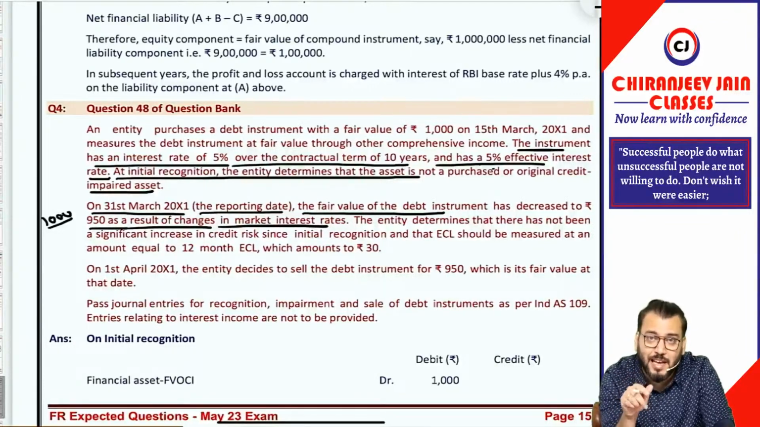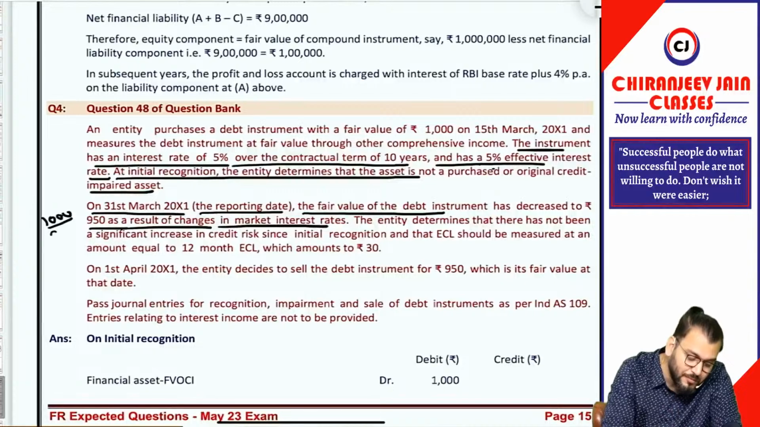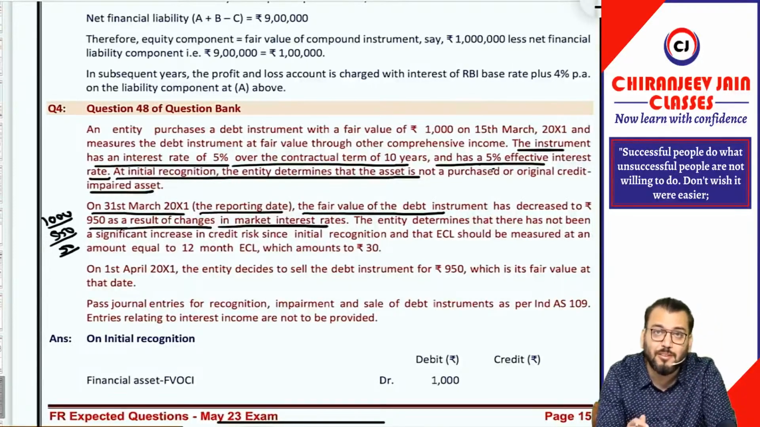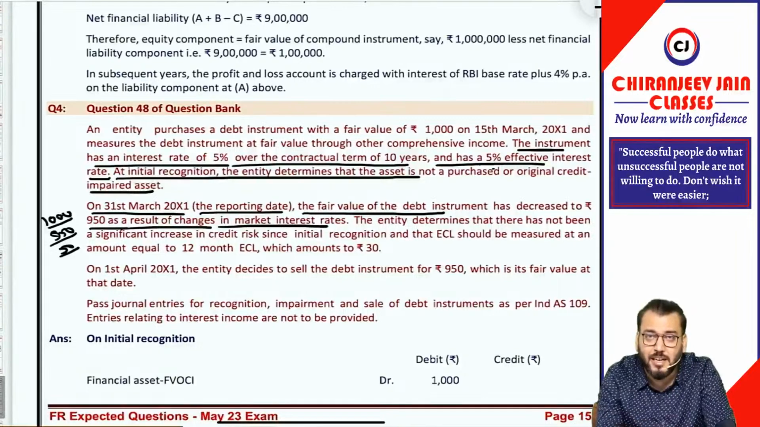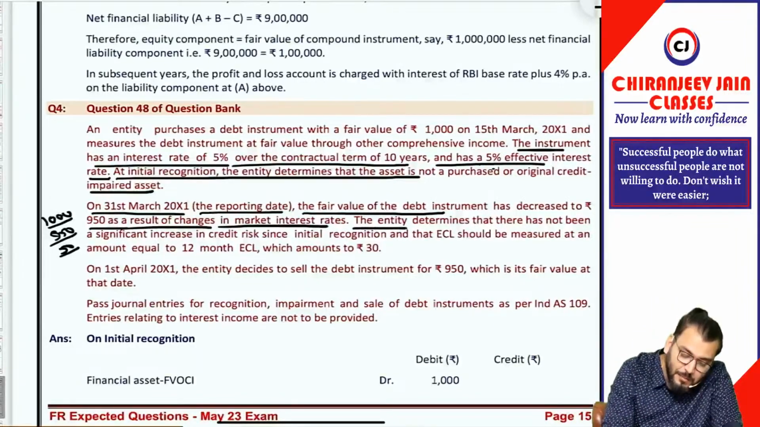So first we will find out the carrying amount and then compare with the fair value, and you can see there is a loss of 50. This loss of 50 will be recognized in OCI because it is a financial asset measured at FVTOCI. Correct? So we will pass one journal entry: OCI account debit to financial asset.